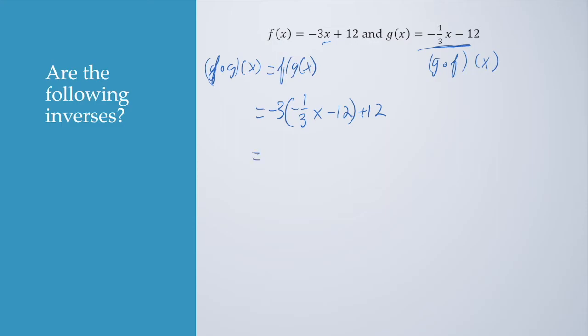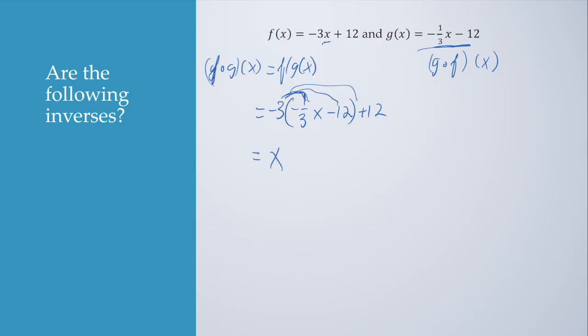That gives me, I'm going to distribute this negative 3. And we have to remember to distribute, right? It can be very tempting not to, but we have to distribute to both. So I've got negative 3 times negative 1/3, that's 1. So I've just got x.